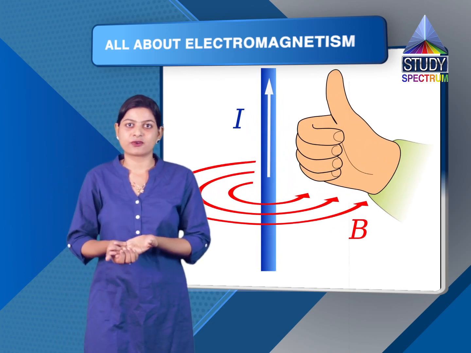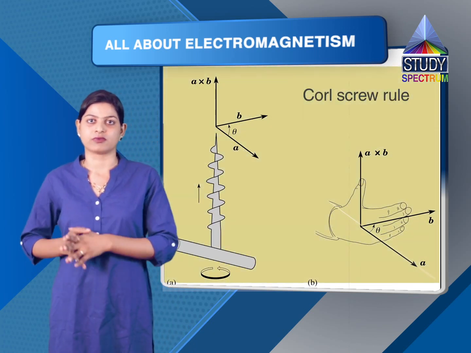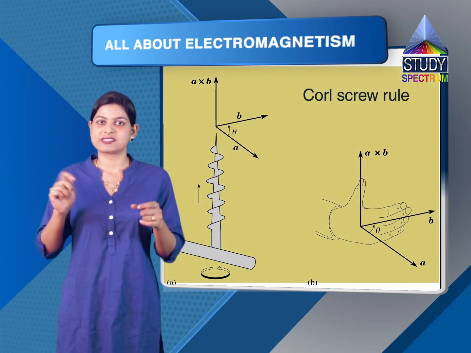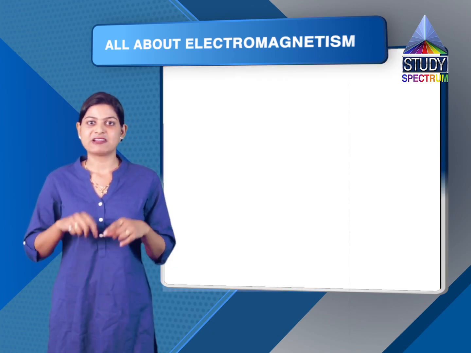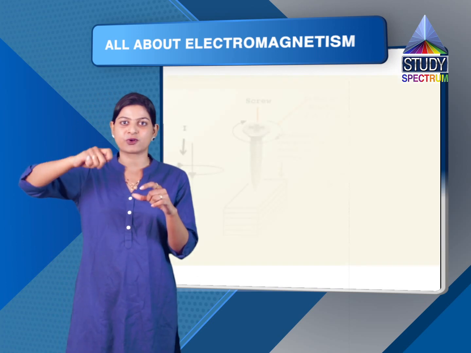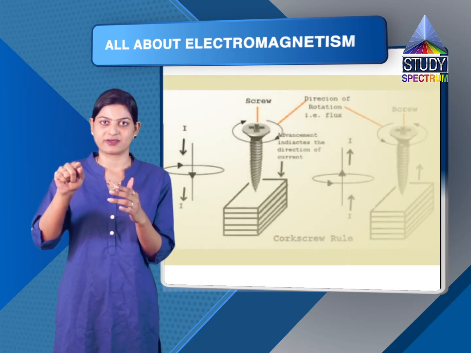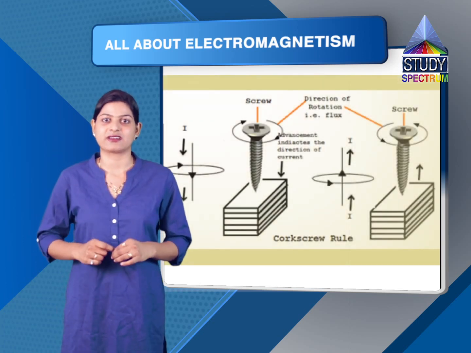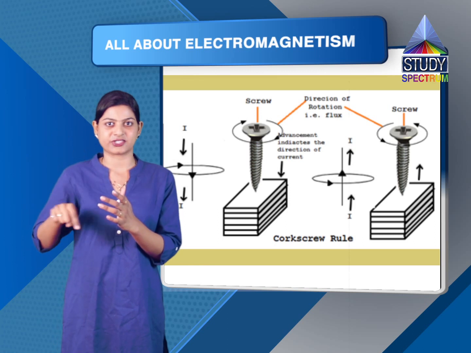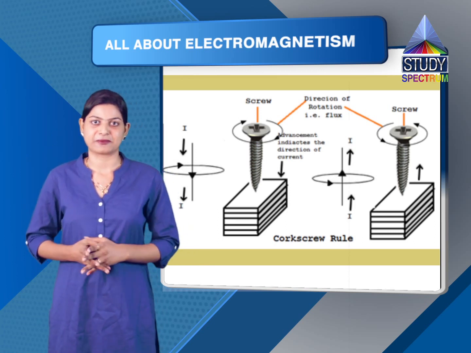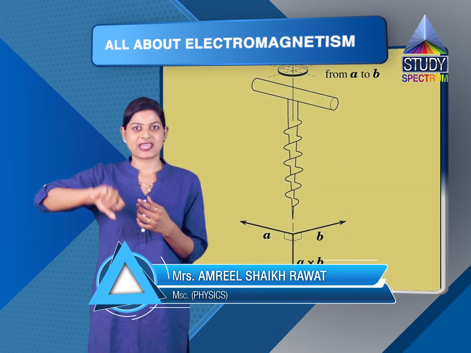After this, another rule was given which explains the same thing, called the corkscrew rule. In this rule, you must have screwed something or fixed a screw on a board. While fixing a screw on a board, you just have to rotate it clockwise. So the direction in which the screw is put gives the direction of the electric current, and the direction in which the screw is rotated, that is clockwise, gives the direction of the magnetic field. Even while removing the screw, we have to move it in the anti-clockwise direction. The same rule applies here also.